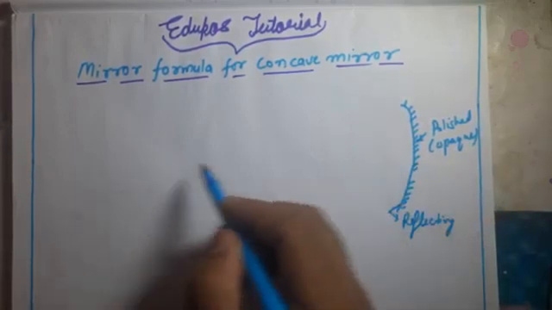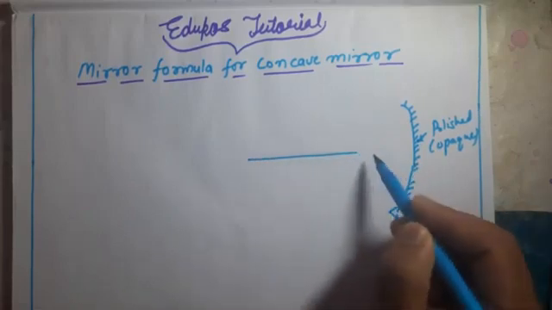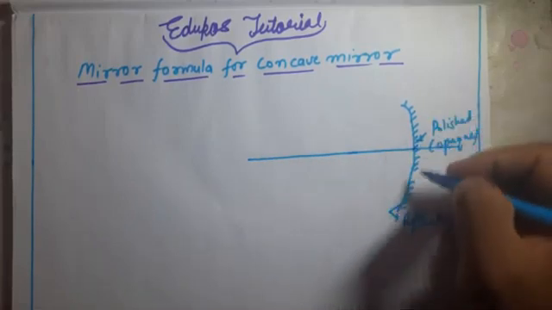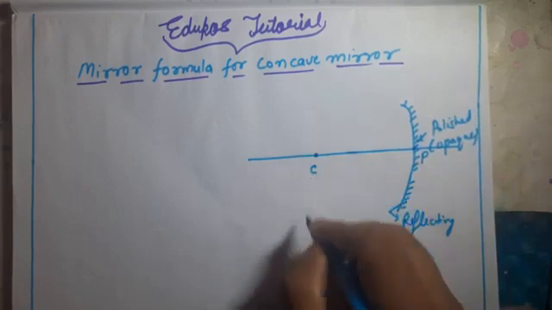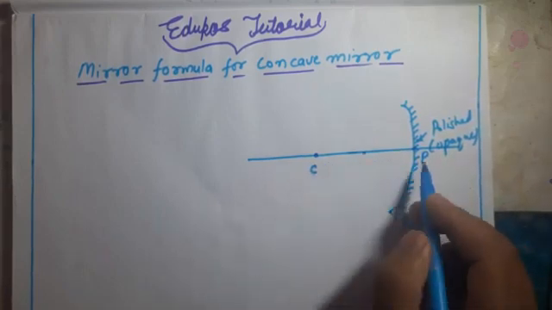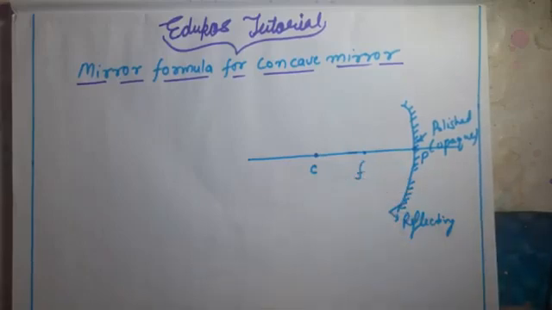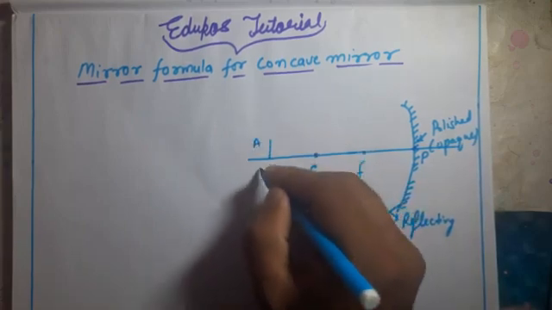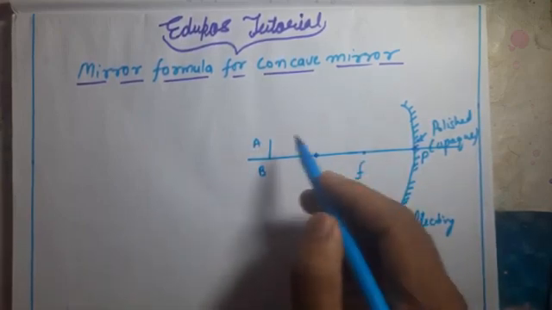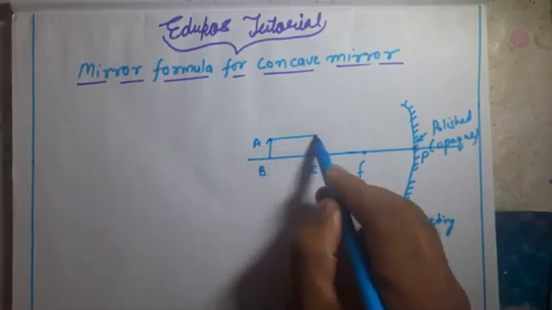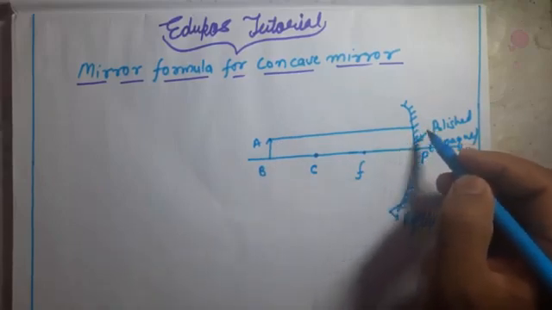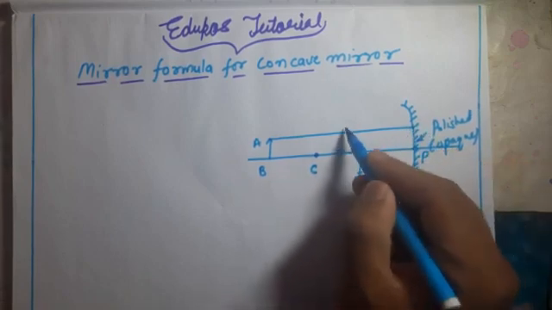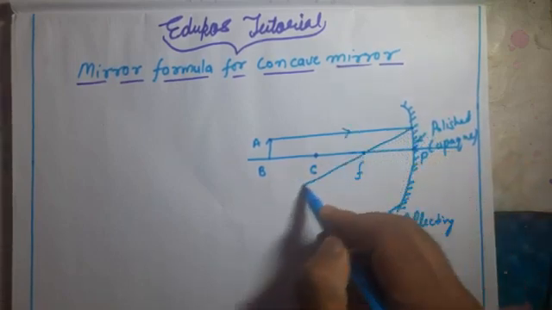Okay, now we draw a principal axis which passes through the center of this mirror, which is known as P, and the radius of curvature, which is known as C, and half of the distance from P to C is known as the focus F. Okay, let us assume that an object AB is placed beyond C. Now a ray which is going parallel to the principal axis, after reflecting from this concave mirror, will pass through the focus F.